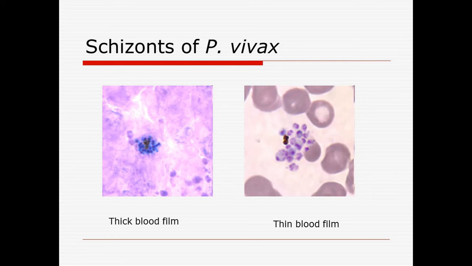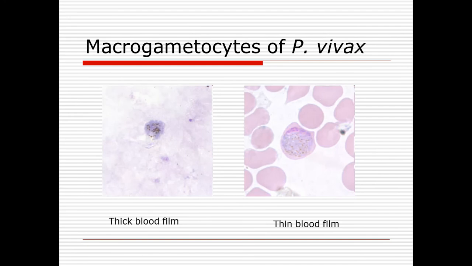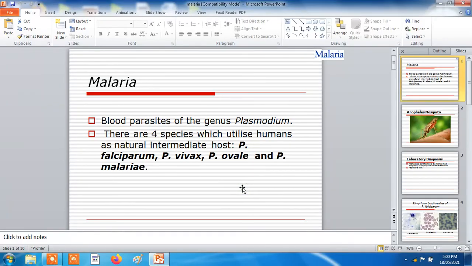This is a schizont of Plasmodium vivax, classically seen under the microscope, and you can identify it very well. This is macrogametocytes of vivax. This is a matured form. This is different than the falciparum. So with the structure you can identify the different forms of it.